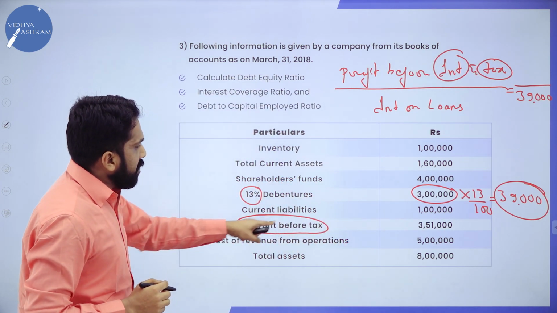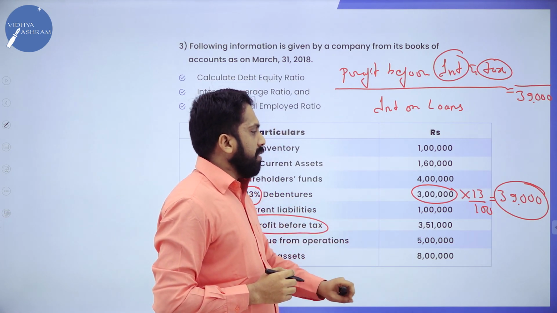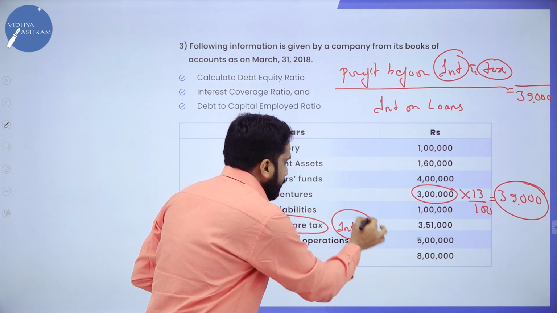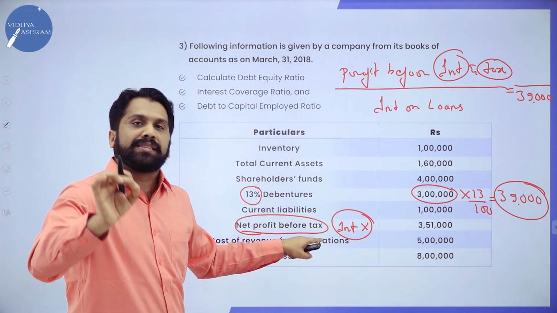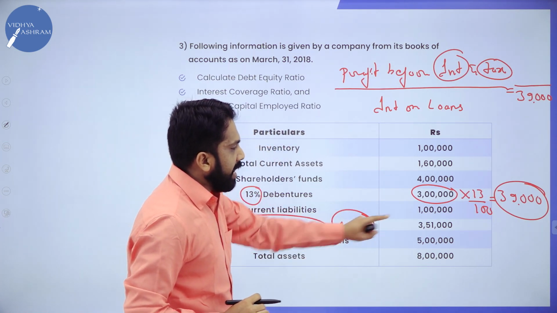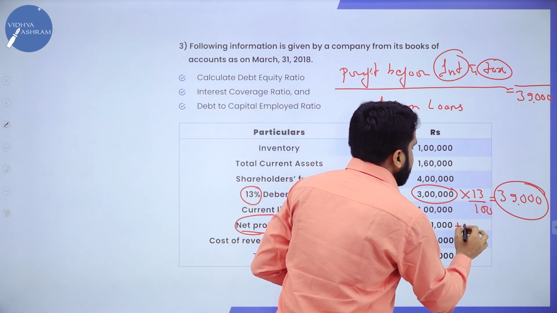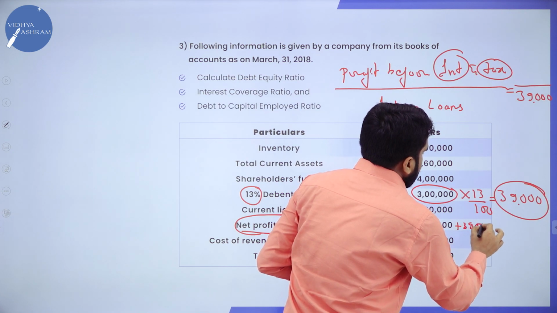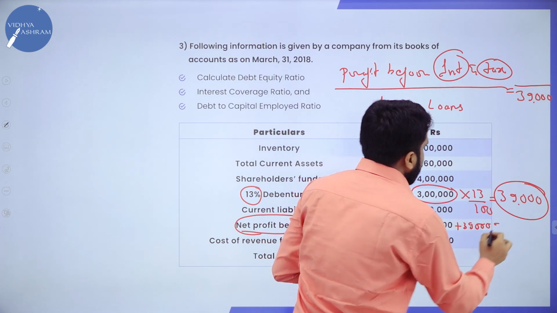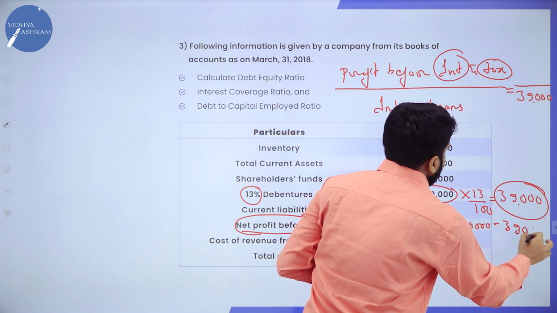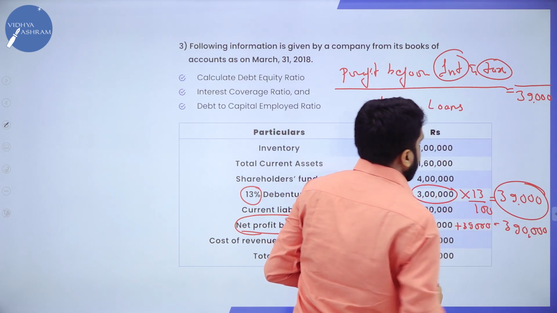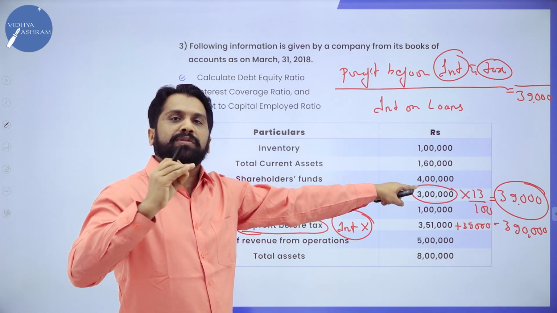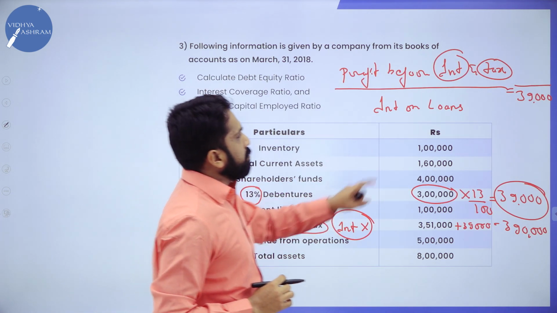Now, what is your profit? 3,51,000. In this, interest is missing. Now, 3,51,000 plus what is your interest? 39,000. So how much you will get? You will get 3,90,000. So you got the answer of this and the answer of this. Both you got. Now it is very simple.